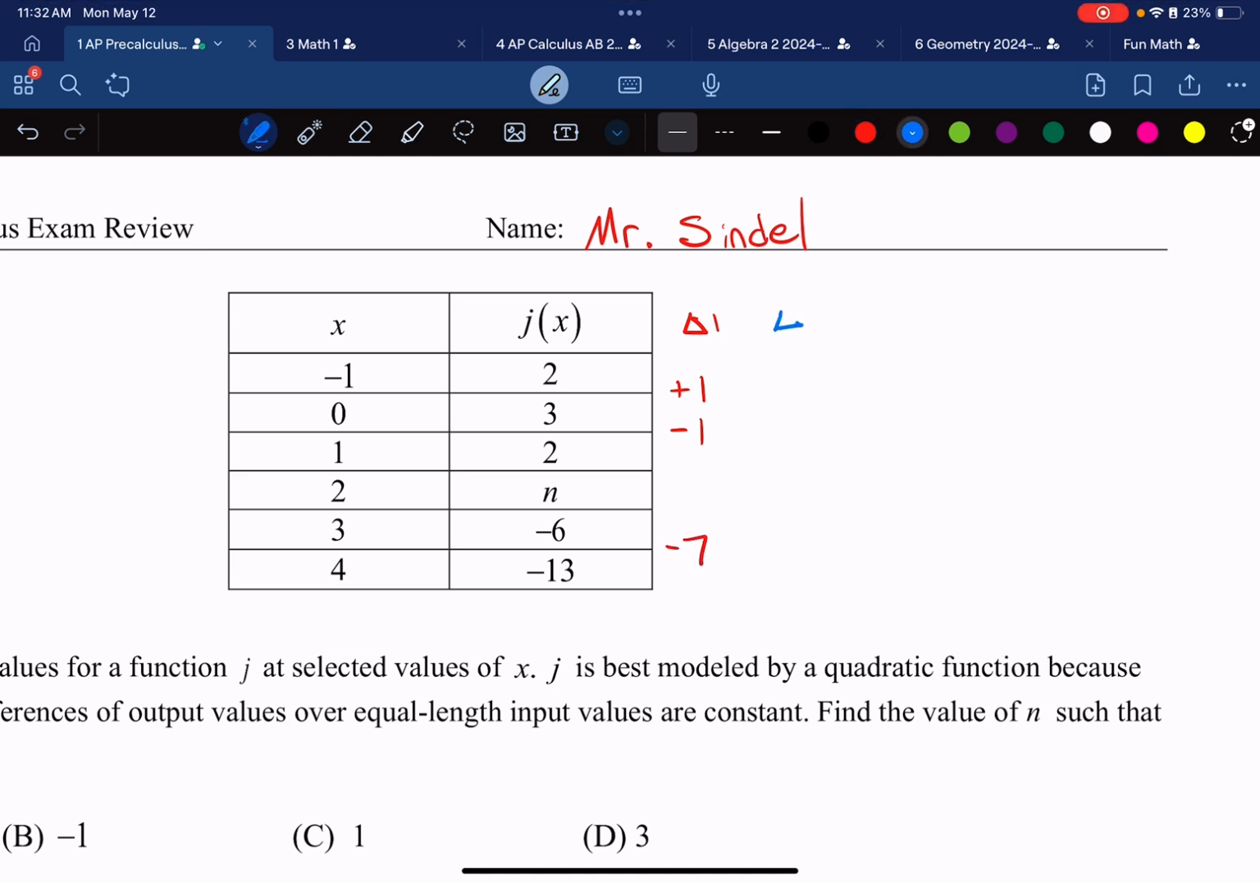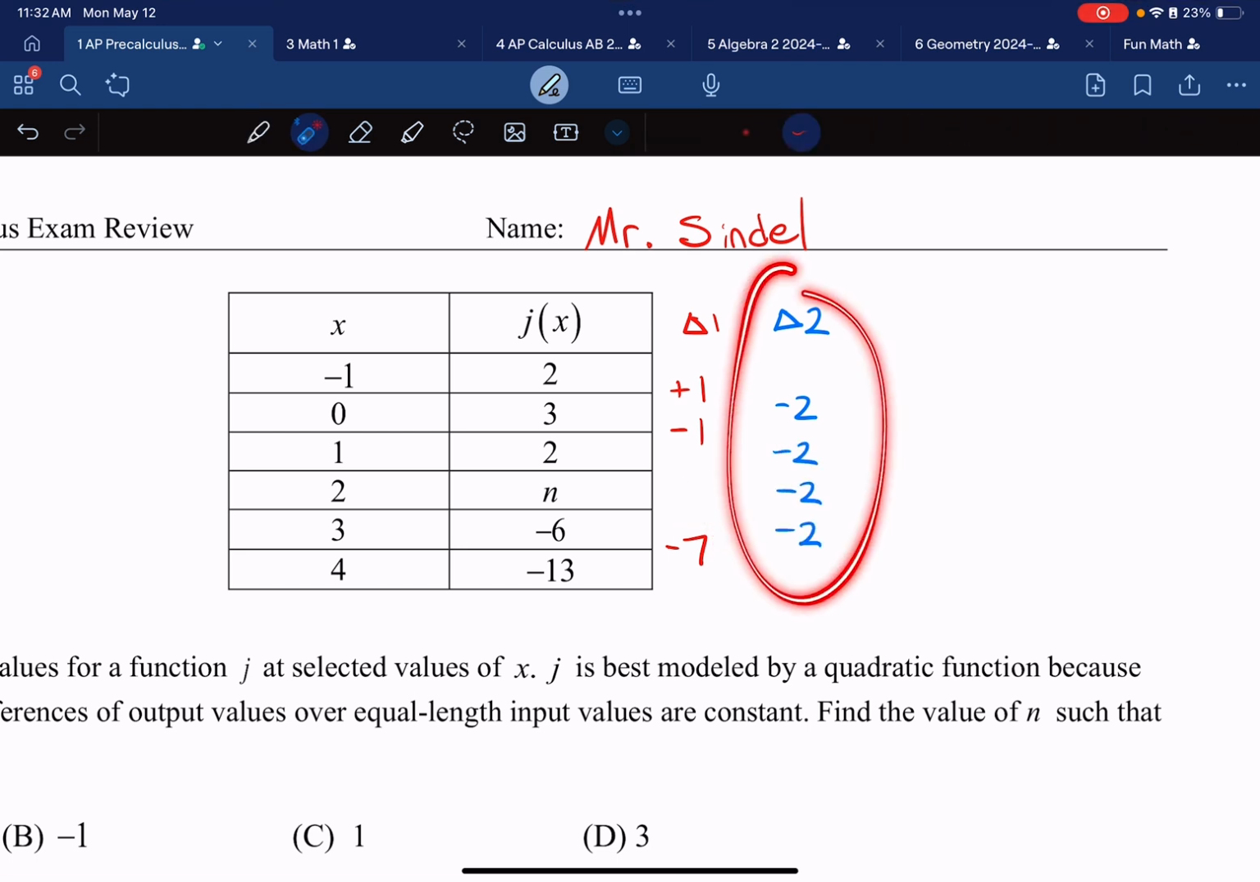Now I'm going to look at the second differences. The second differences are how much the first differences are changing. Well, to get from 1 to -1, I had to go down 2. And because all of these differences have to be the exact same, I know that to get from this difference, which I don't know, to -7, I also had to go down 2, and go down 2, and go down 2. All of these second differences must be the same. They are a constant number because this is a quadratic function.